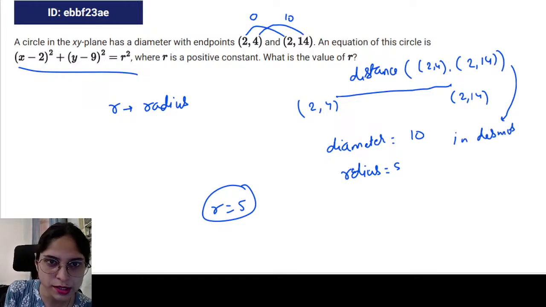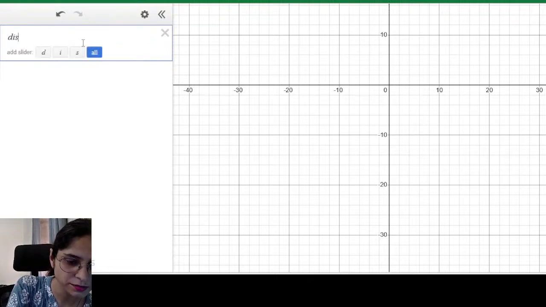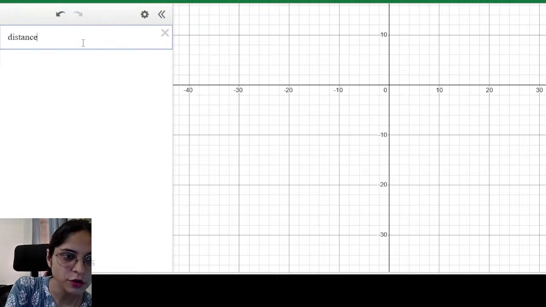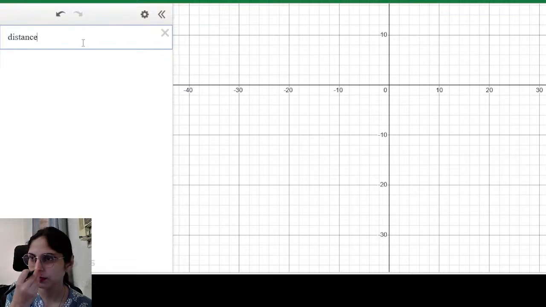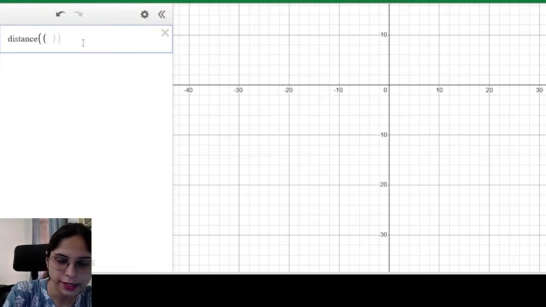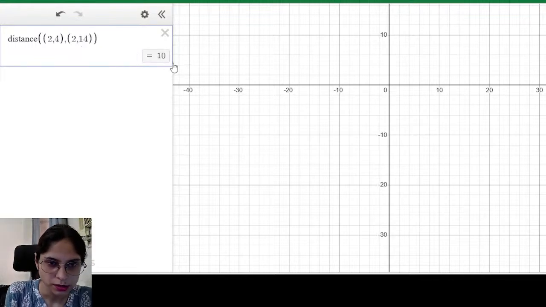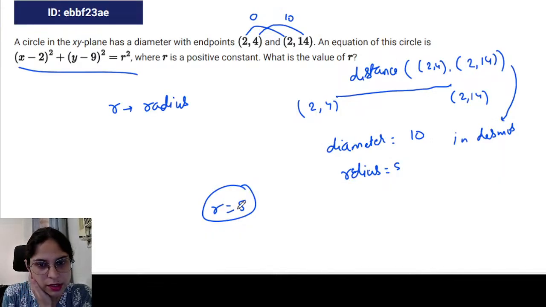So 2 endpoints are given, that means you can find the distance. In this it was pretty simple because you don't even have to apply the distance formula, because it's a horizontal line. Otherwise you can also write it like this, 2, 4, because all the time this is not going to be this simple. You can see the distance is 10, that means diameter is 10, so radius is going to be 5.